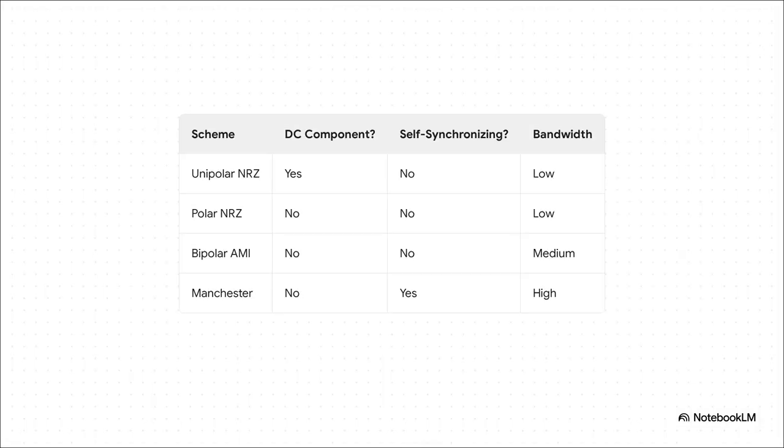And that constant changing is perfect for keeping the clocks on the sender and receiver perfectly in sync. So at the end of the day, there's no single best line code. It's all about engineering trade-offs. You see, if you absolutely need perfect clock synchronization for a fast network, Manchester is your guy, but it's going to cost you more bandwidth. If you need to send data efficiently over a really long distance, something like bipolar AMI is probably a much better choice. You pick the right language for the right situation.